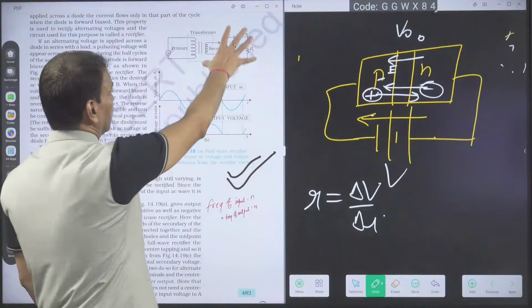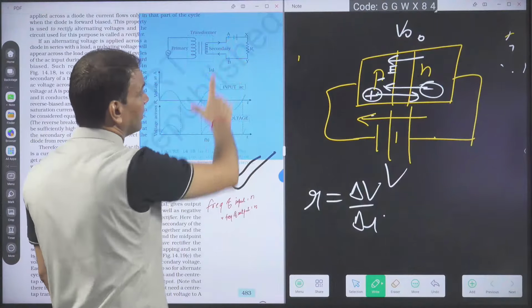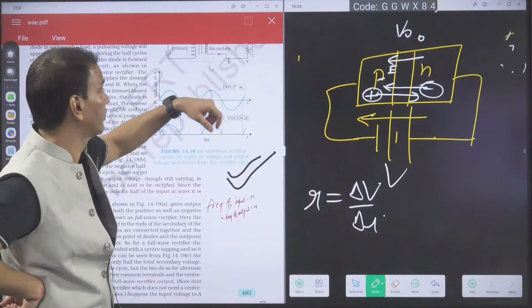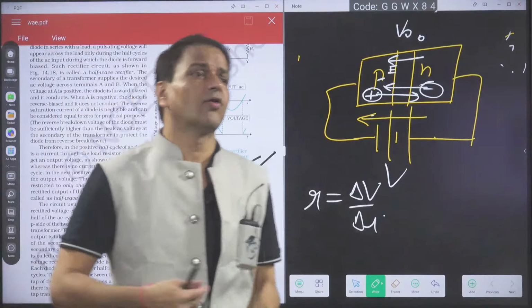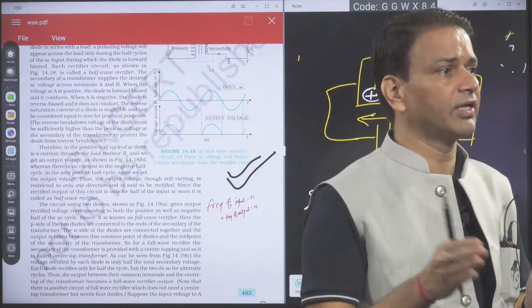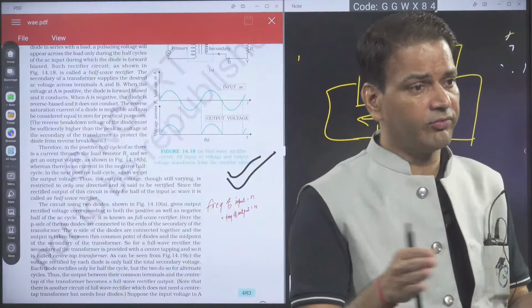We are taking the rectifier circuit, and one diode we are using. For the one half cycle, the diode will be forward biased, and it will conduct the current. For the next cycle, the diode will be in reverse bias, and it will not conduct the current. Like that, we will get current only for the positive half cycle.